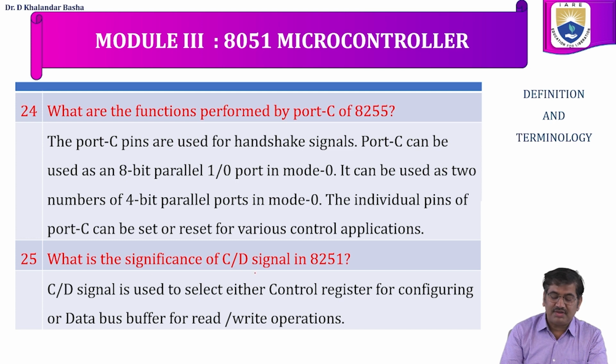What is the significance of the C/D bar signal in the 8251 USART? The C/D bar signal is used to select either the control register for configuring or the data bus buffer for read-write operations.